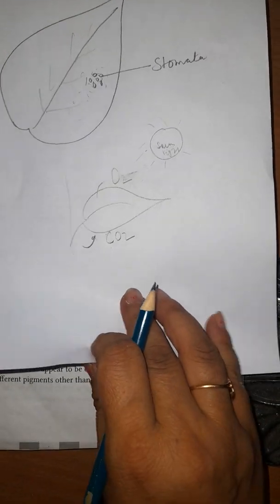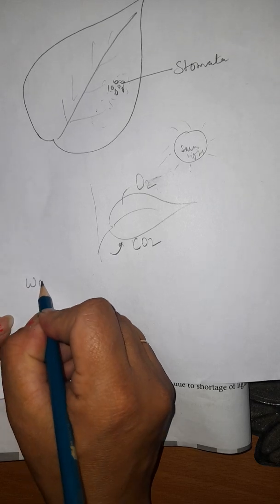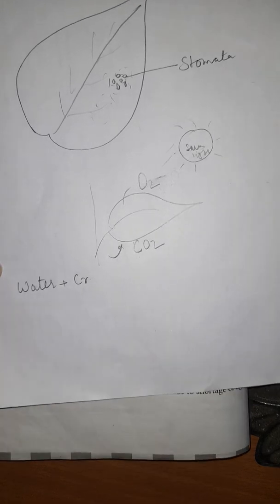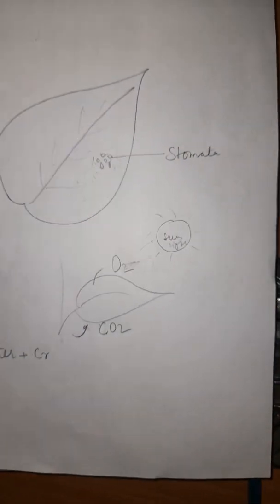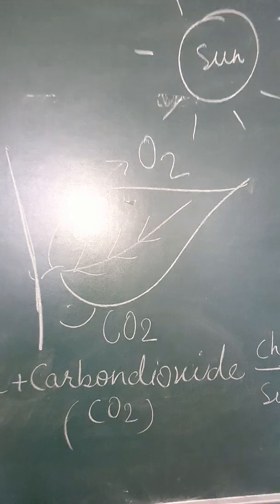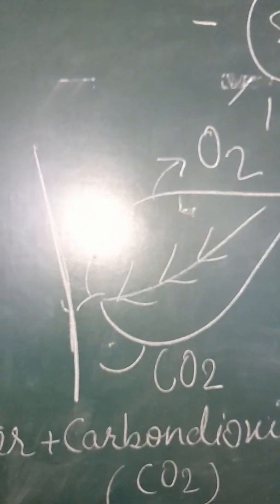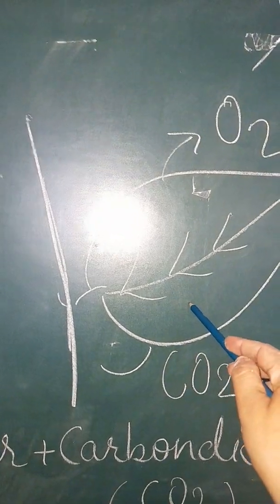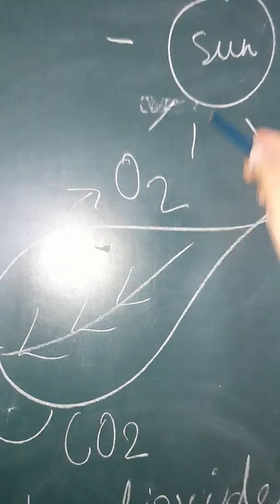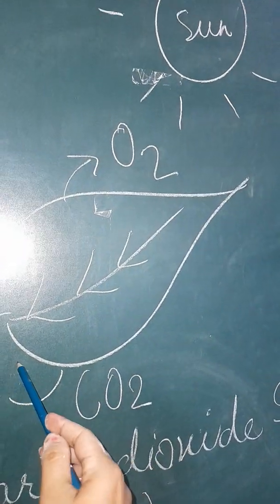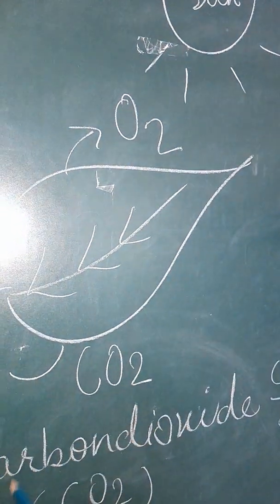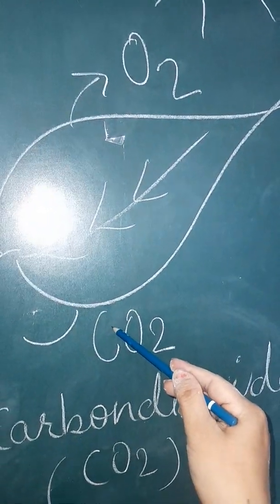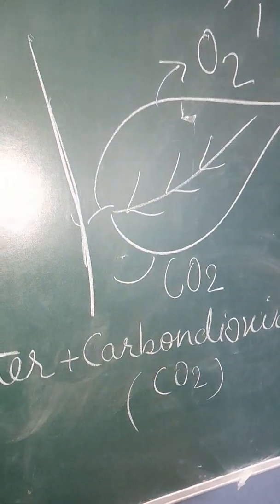It means that water plus carbon dioxide. Okay children, you can see this process on the board also. Here the structure of leaf. I have drawn the structure of leaf, and you can see here a sunlight. In the presence of sunlight, leaves prepare food for the plants, and it releases oxygen and takes CO2, it means carbon dioxide.